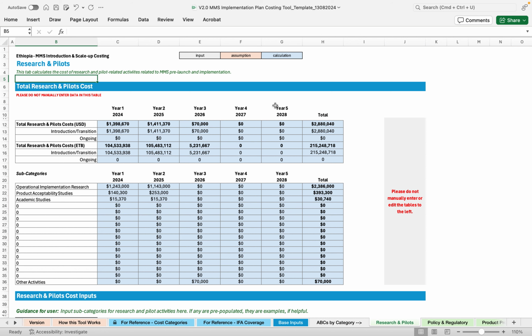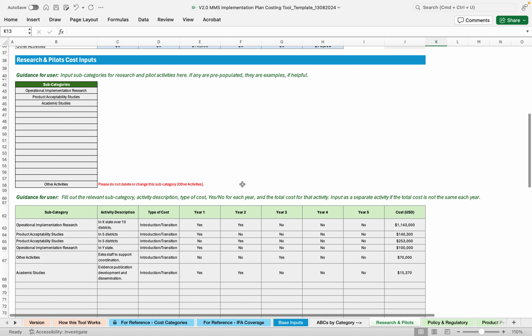Totals for that cost category are summed by year and type of cost in USD and the local currency, as well as by subcategory. This area of the sheet should not be touched, as it is all calculations. The inputs start here. If you scroll down to where it says cost inputs for each cost category, that is where we start entering inputs.